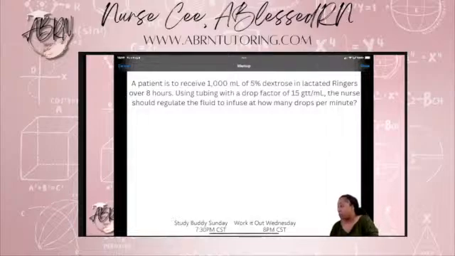How do you know when to divide the doses? That's a good question. So if it gives you the amount per day and then it tells you that there's a frequency and they want to know how much is per dose, that's when you would divide the doses.